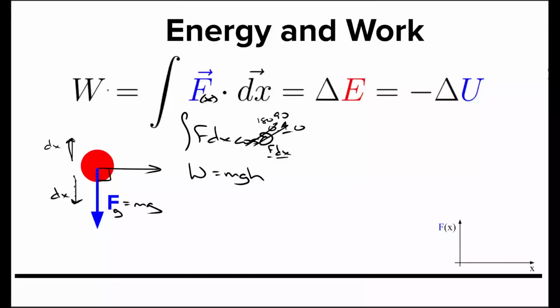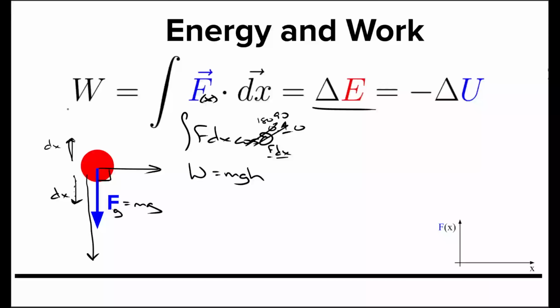You might be like, well, why do I care about work? You care about work because this number tells you how much change in energy. If something does work on something else, it's adding or taking away energy. If it did positive work, it adds energy. Do negative work, takes away energy. You might be like, well, why is this equal to negative delta U? Well, think about it. Let's say the mass goes down.